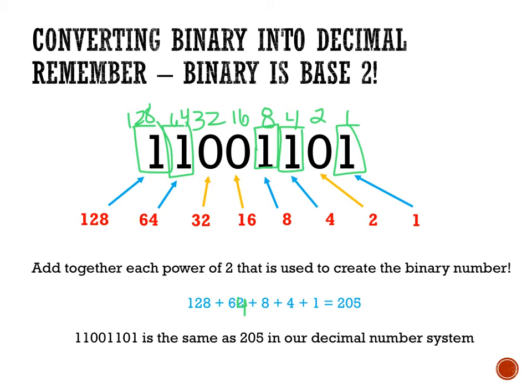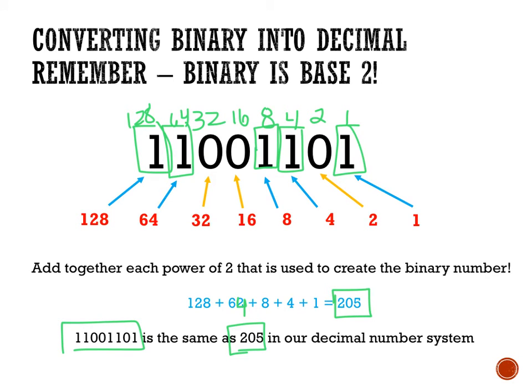This should be a 64, so sorry about that. So 128 plus 64 plus 8 plus 4 plus 1. And that in turn adds up to equal 205. So this number in binary, 11001101, is the same as 205 in our decimal number system.